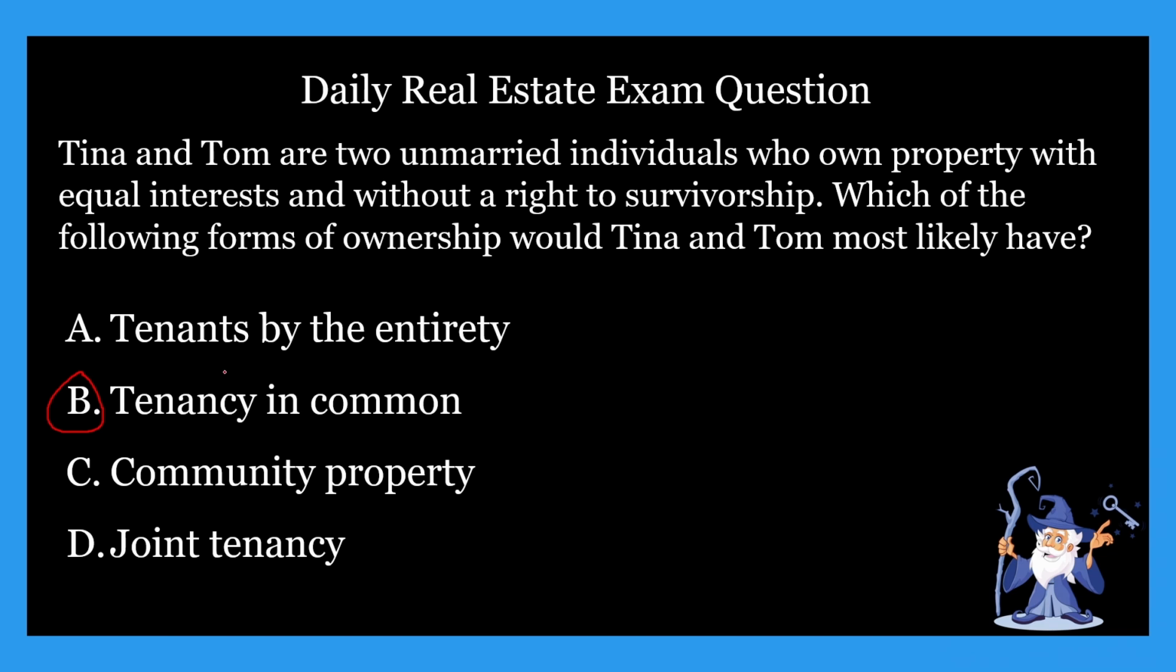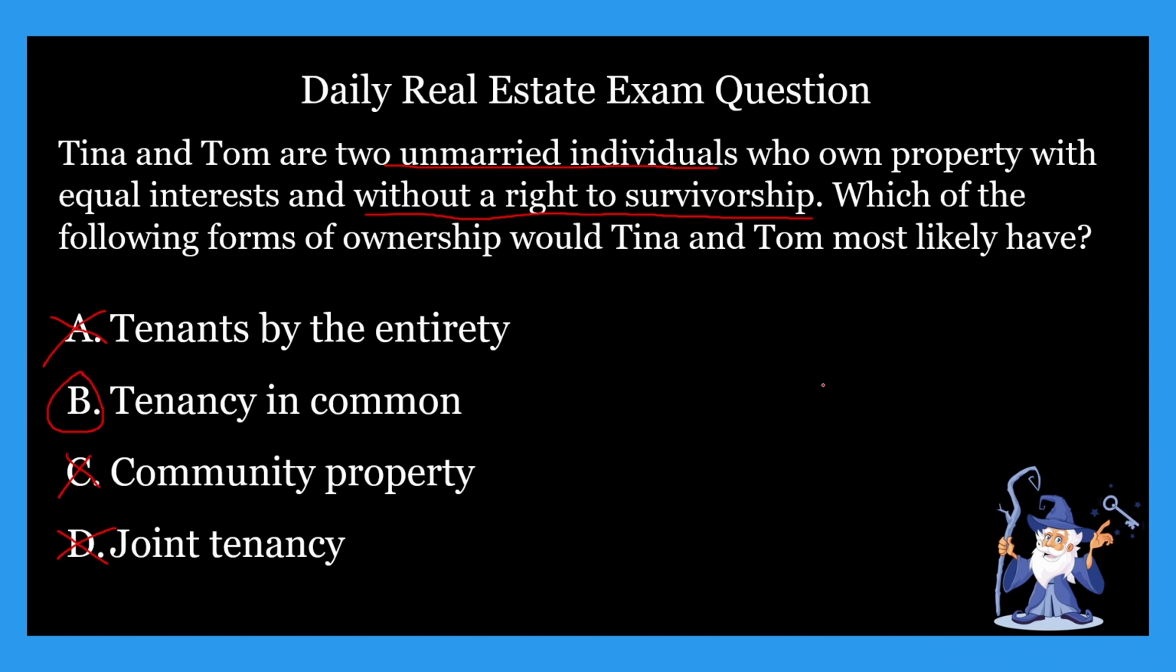So as I just described, we know it's not going to be community property or tenancy by the entirety because, again, they're not married. They're two unmarried individuals. And the second part here, without a right of survivorship, is how we determine between B and D. Knowing that it's without a right of survivorship, we know safely that it's not D and it is B, tenancy in common. Hopefully that makes sense.